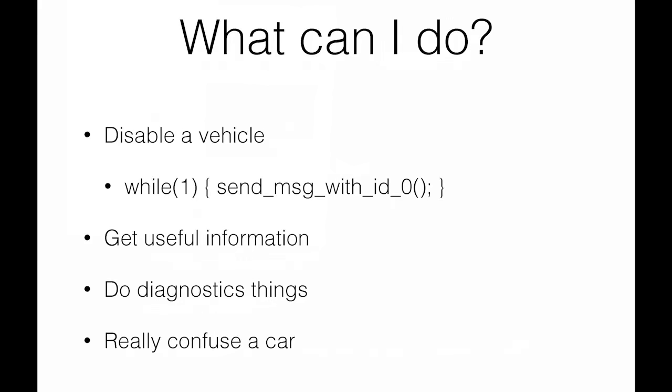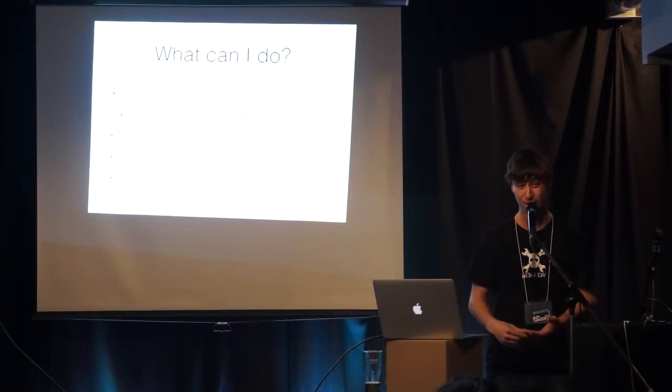Some really simple examples: you can actually disable a vehicle with this amazing proof of concept. While one just keeps sending a message with ID 0, that will actually disable the car. We'll talk about it later. You can get useful information, like how fast am I going, how many RPM am I doing, what are my GPS coordinates on some vehicles. All kinds of data is available on this bus. You can do diagnostic actions, read fault codes, but also set calibration values, potentially flash firmware.